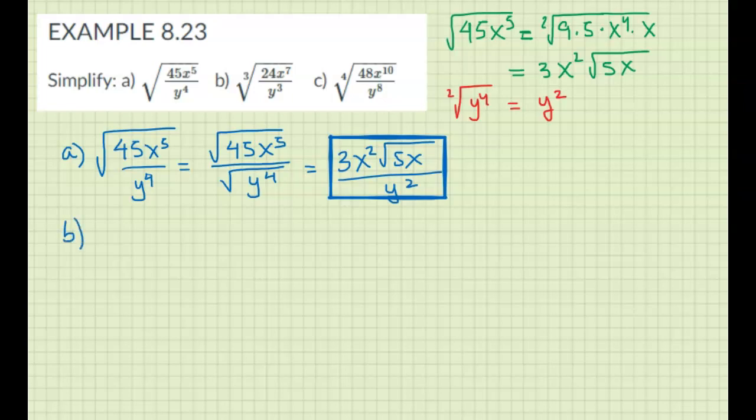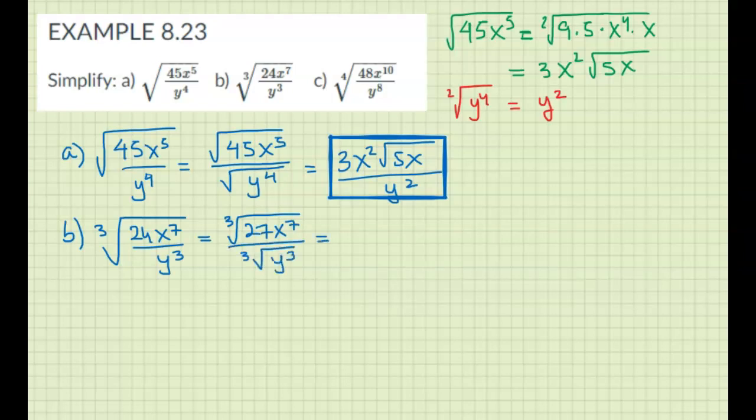Let's look at part B. Cube root of 24x to the 7, y to the 3. Okay, let's split up the fraction. Cube root of 27x to the 7. Cube root of y to the 3. Okay. So let's do the work just in line here.